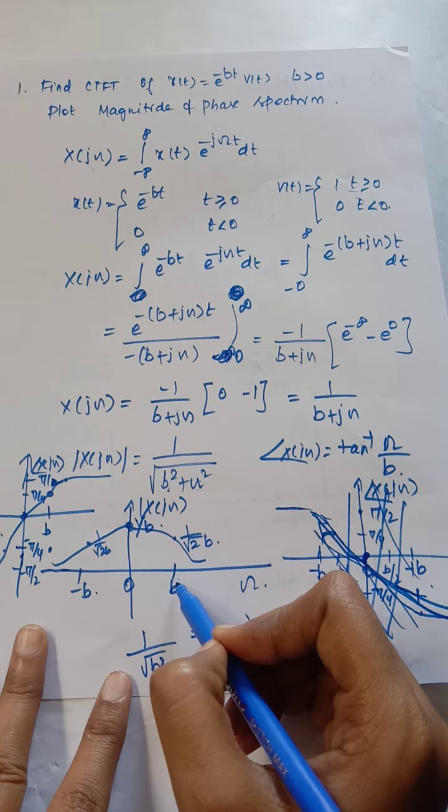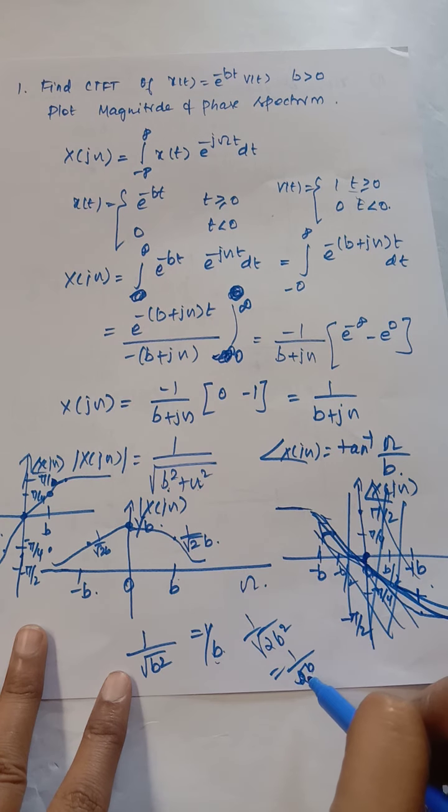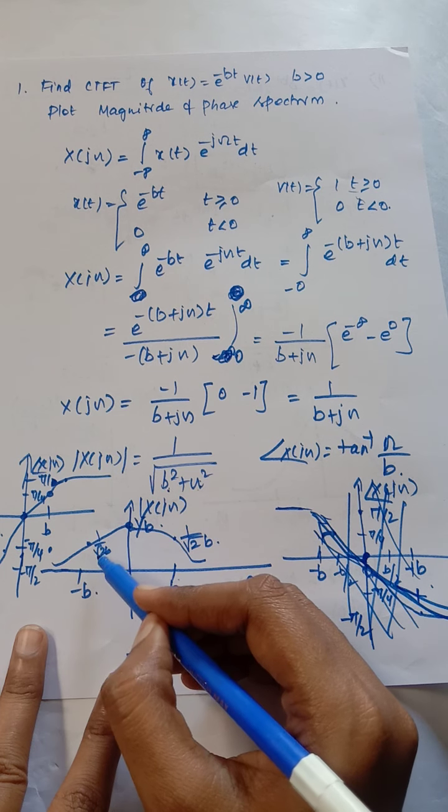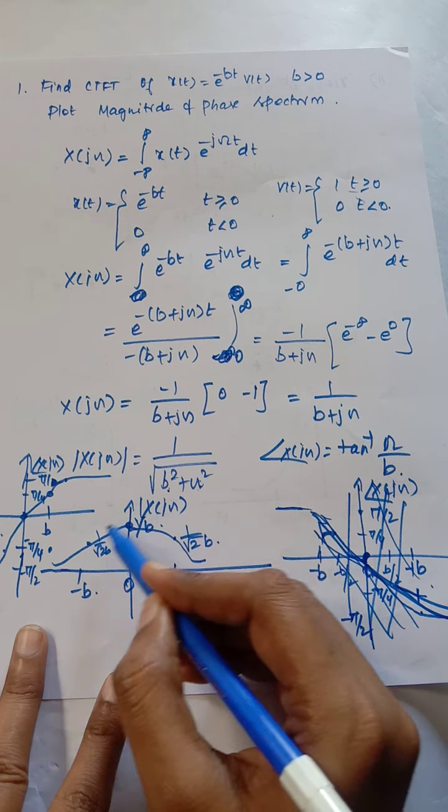Similarly, when you substitute omega equal to b, what you will get is 1 by root 2b. So I have plotted this at minus b. When you substitute, I will get 1 by root 2b. So I will get a plot like this.